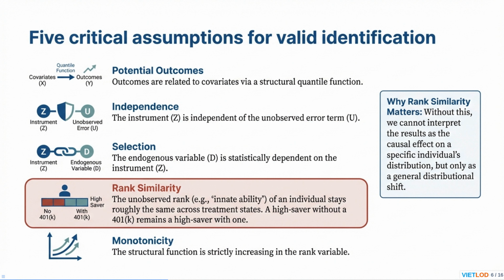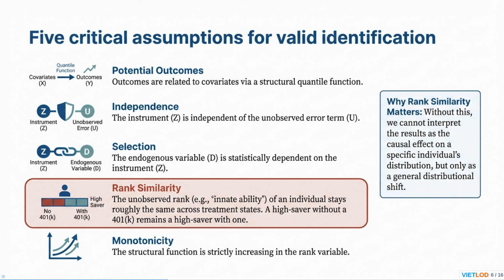To ensure our causal identification is valid, we must satisfy 5 pillars. First, potential outcomes. Outcomes must be related to covariates via a structural quantile function. Second, independence. The instrument z must be independent of the unobserved error u. Third, selection. The endogenous variable d must be statistically dependent on the instrument z.